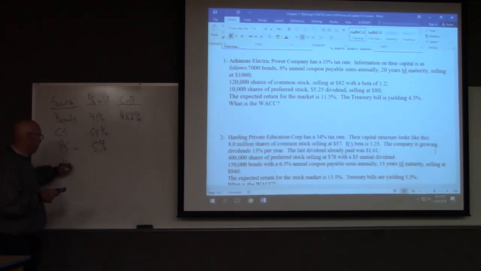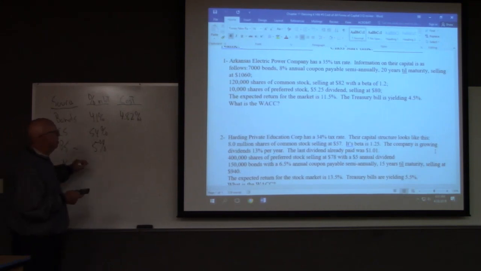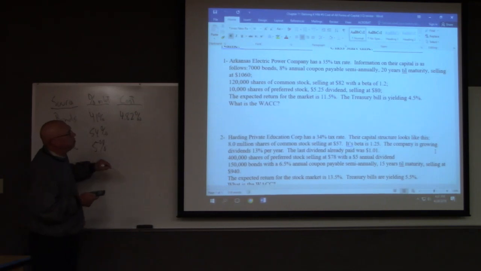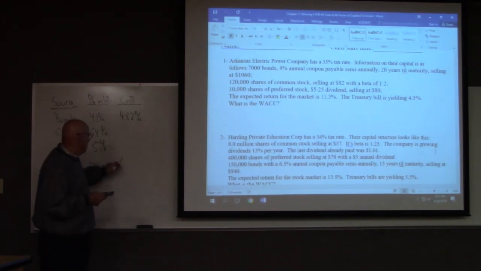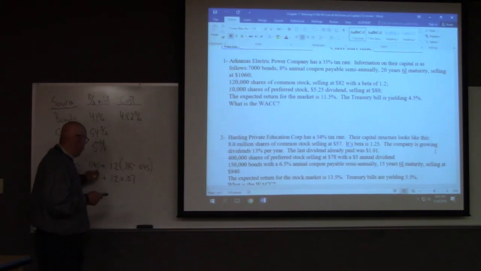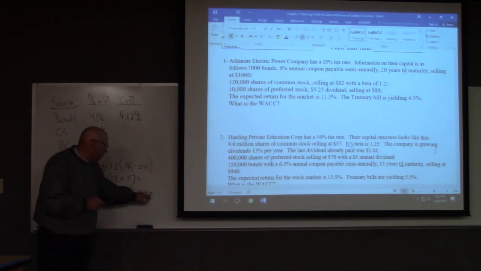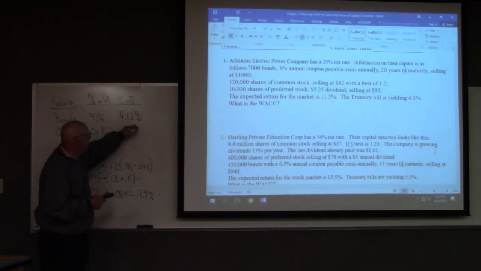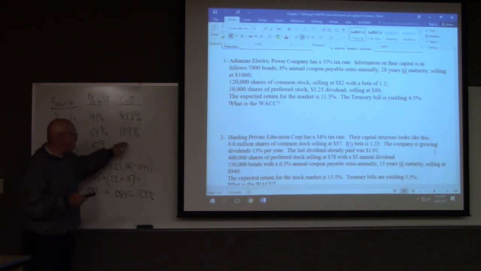So the cost of common stock or equity is equal to the risk-free rate, 0.045, plus beta, and beta is 1.2, times the expected return for the market, 0.115 minus 0.045. So this would be 0.07. 1.2 times 0.07 plus 0.045. So 1.2 times 0.07 is equal to 0.084 plus 0.045, and we get 12.9%. There's our cost of equity, 12.9%. Notice that you can't deduct dividends, so you don't have to multiply this by 1 minus the tax rate.